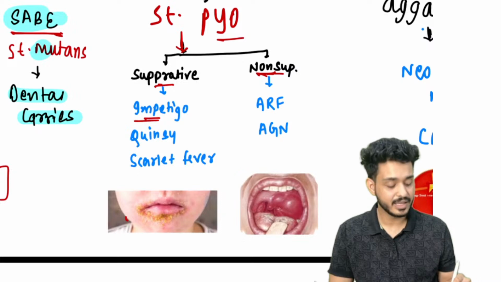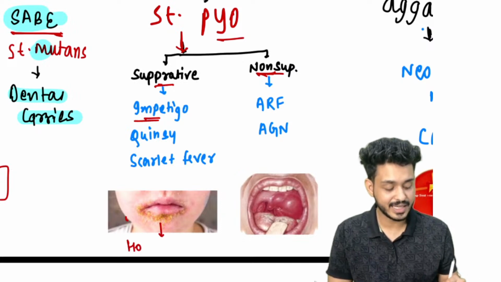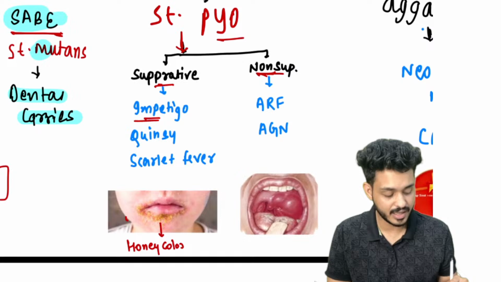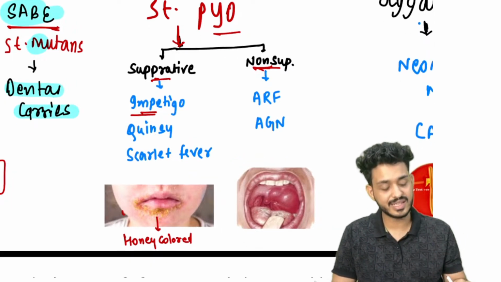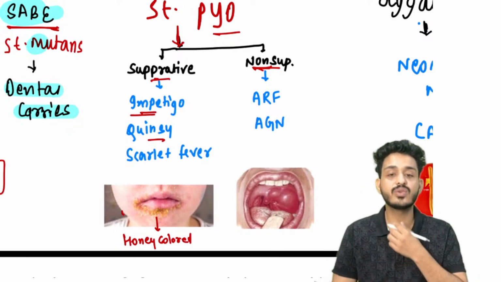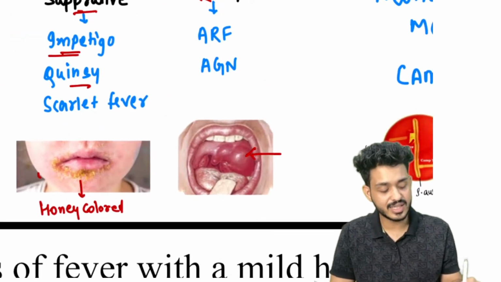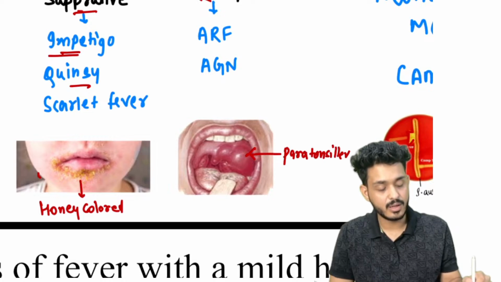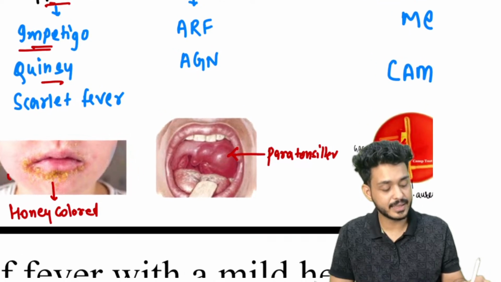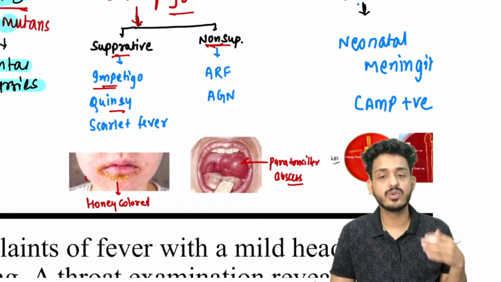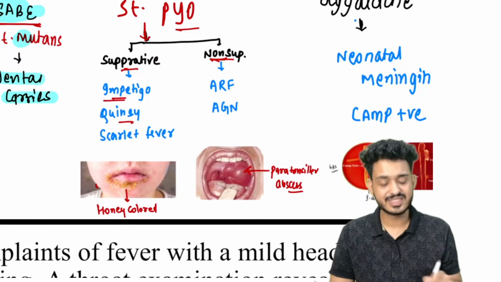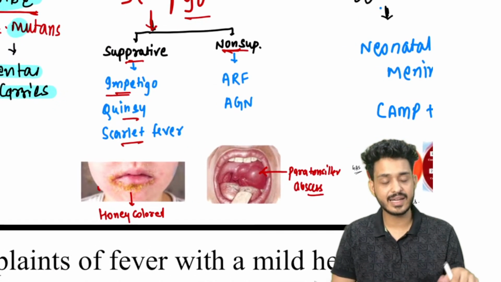Here you will be having this type of thing. This is known as honey colored crusting. Very, very important. Honey colored crusting is a feature of this particular thing. Okay, second is about the quinsy. Quinsy is basically peritonsillar abscess. One more differential is there, that is Quincke's disease. That is a different thing. What is Quincke's disease? What bullous means, we will be discussing now, you will be understanding everything. Okay, scarlet fever, it can cause scarlet fever.